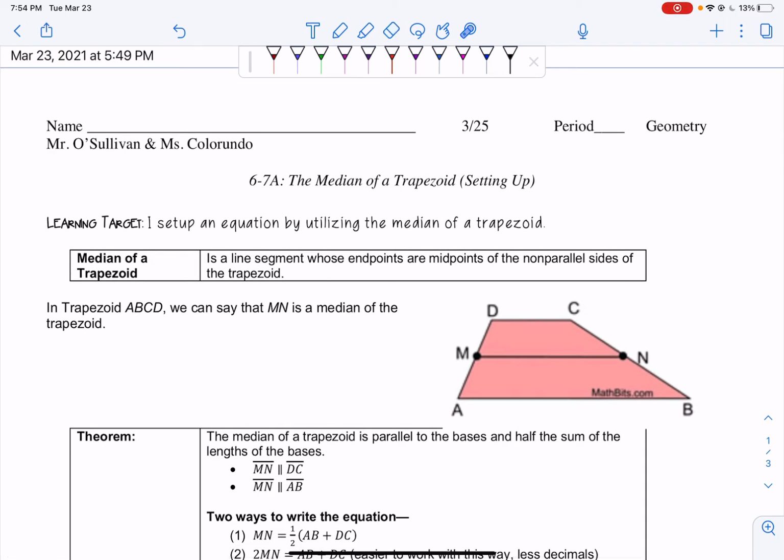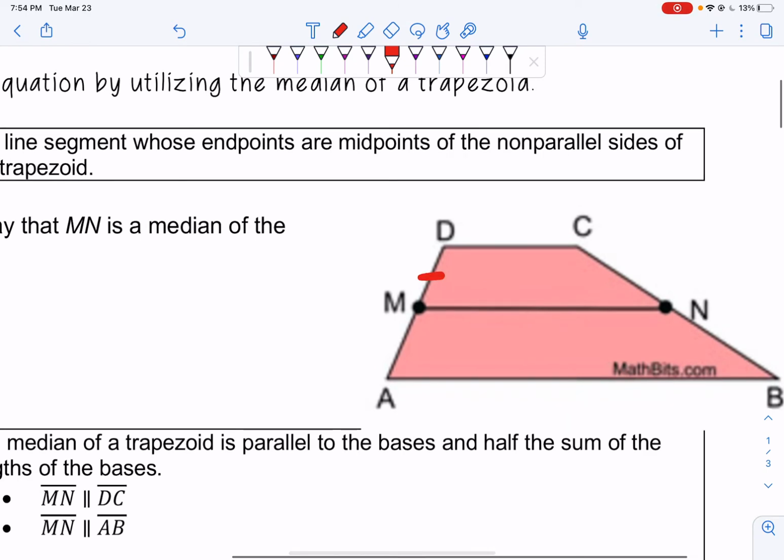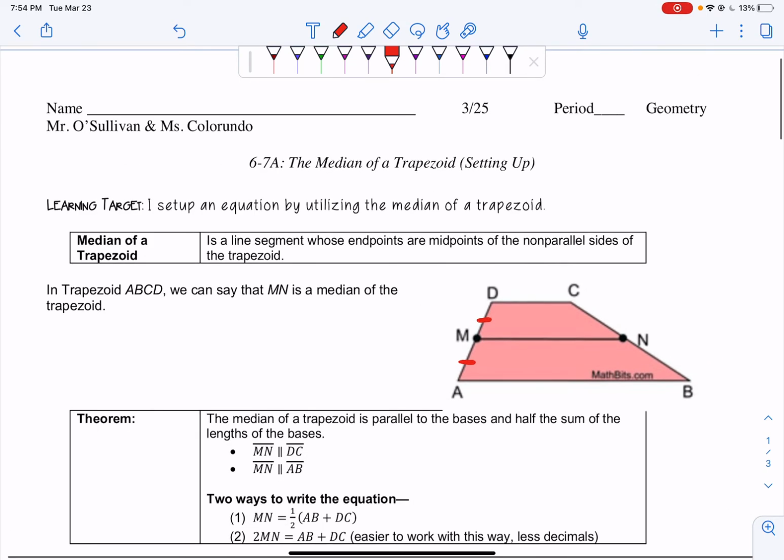The median of a trapezoid, we're going to look at this definition right now. It is a line segment whose endpoints are midpoints of the non-parallel sides of the trapezoid. In trapezoid ABCD, we can say that MN is a median of the trapezoid. So I'm going to make my congruent sides. I can say MD and AM are congruent, and then I can say CN is congruent to NB.